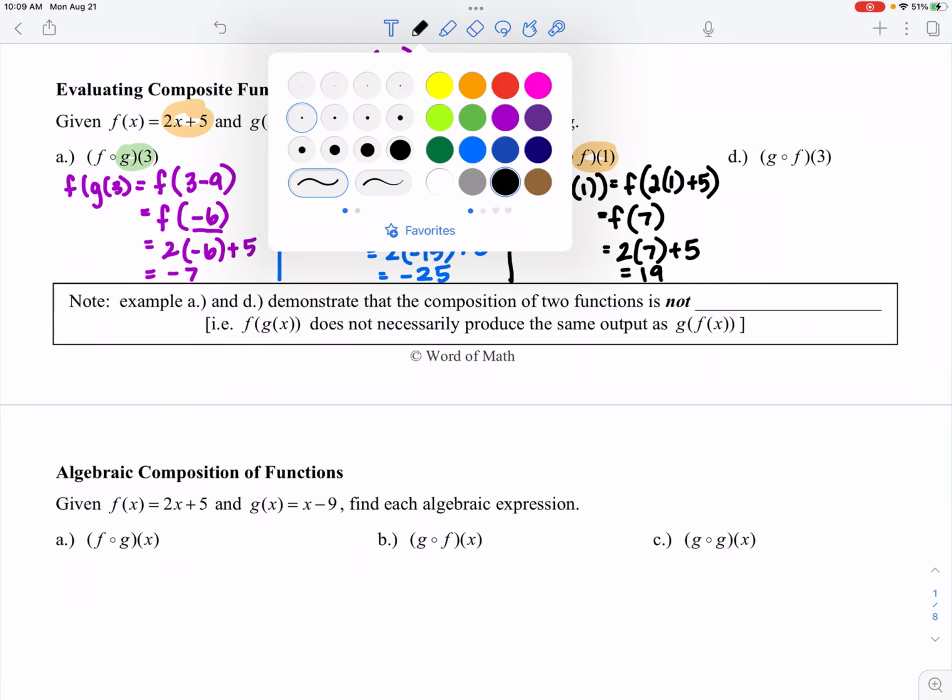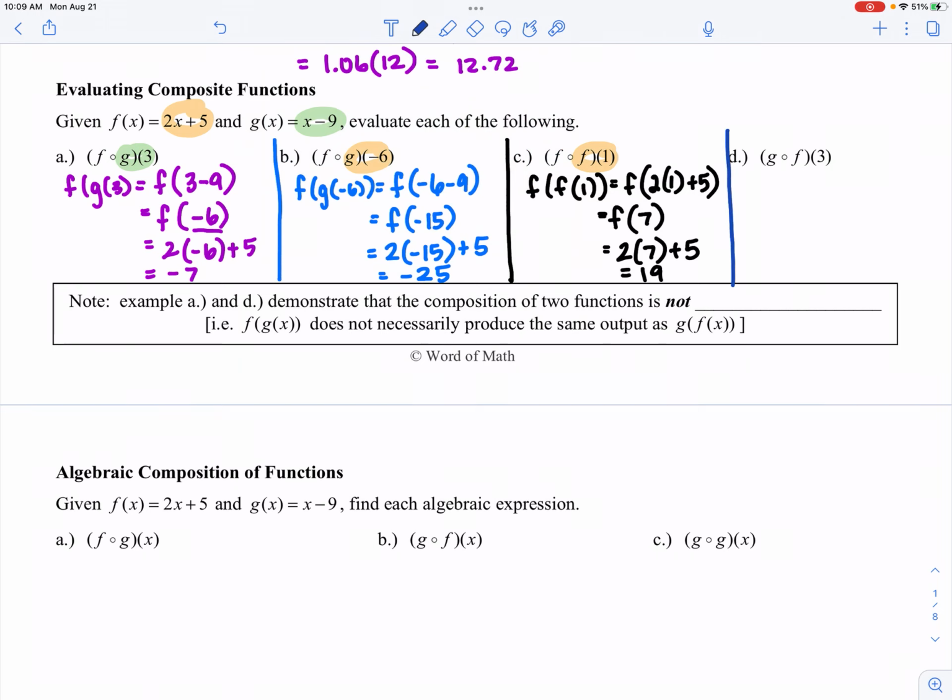Now, here's where people see g of f of 3 and they say, well, I did f of g of 3. Shouldn't it be the same answer? Is it the same? Let's try it out. So we're going to do our f function first. So we have g of f of 3. So we're going to plug in a 3 in my f function. So it's going to be 2 times 3 plus 5. 2 times 3 is 6 plus 5 is 11.